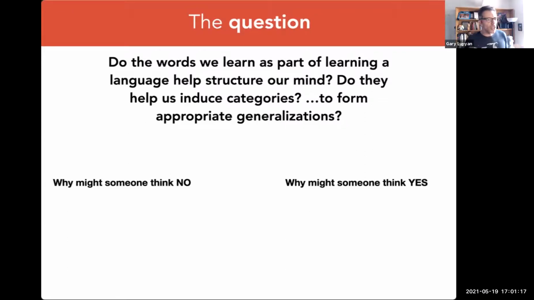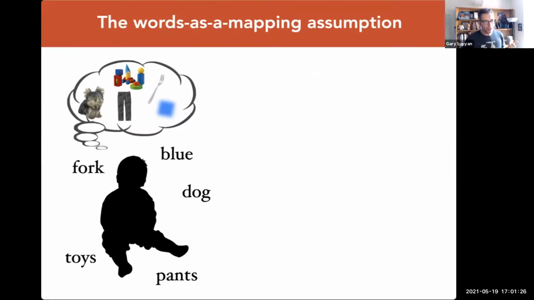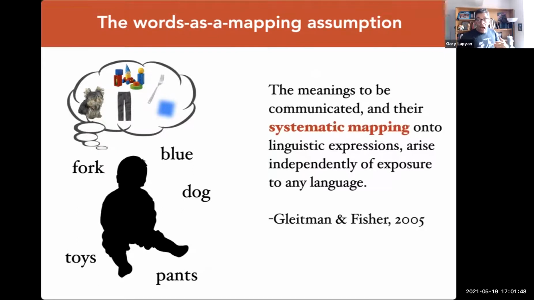So why might someone think no? The answer is clearly not. One reason to think no, words don't do a whole lot, is to assume that words, while of course critical to communication, map onto pre-existing concepts. Now, those concepts might pre-exist because they are innate, or they're learned, but they're learned independently of language, right? So as Lila Gleitman, who is, I think, the most clear proponent and perhaps the most extreme proponent of this view, many others, I think, hold this view in a more implicit way.